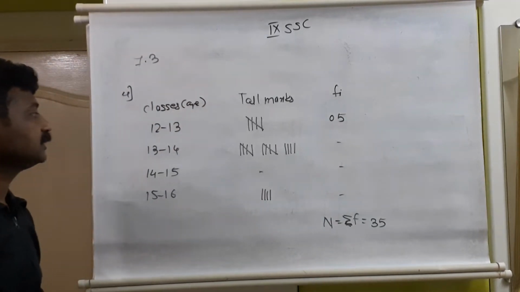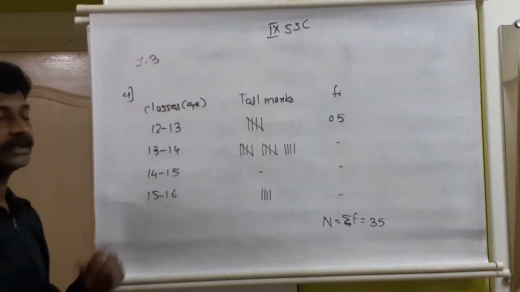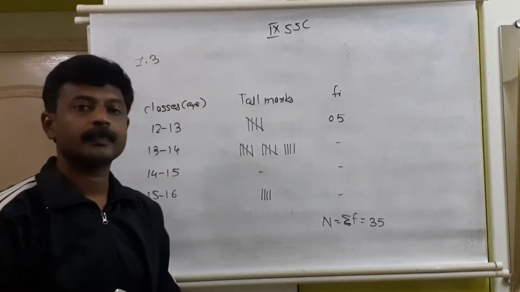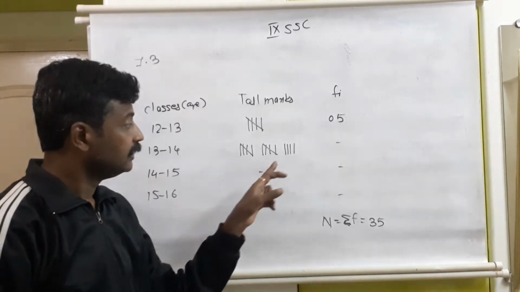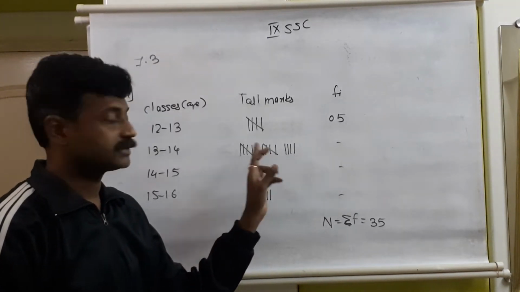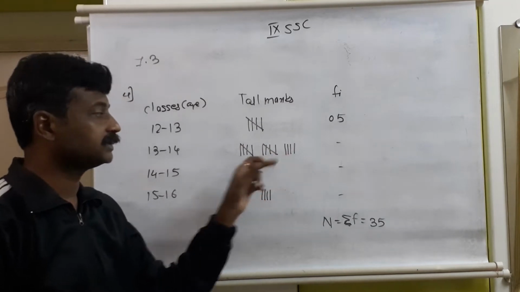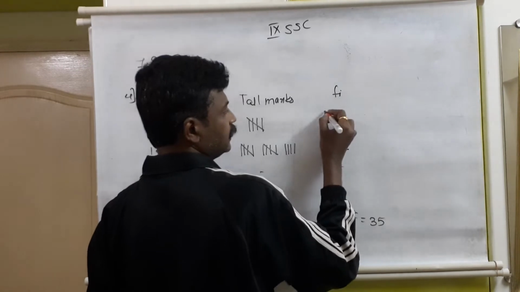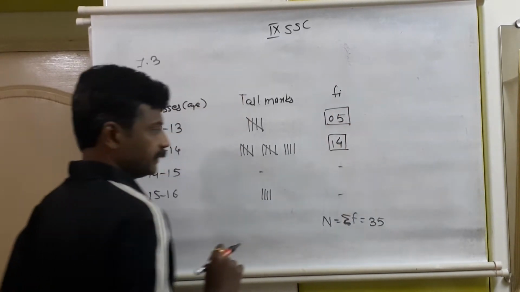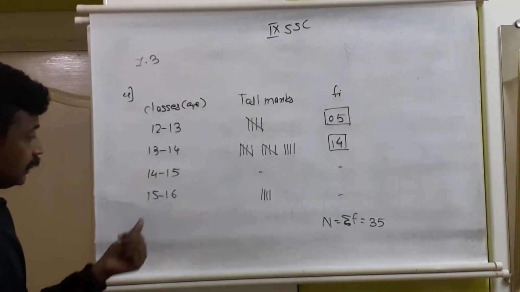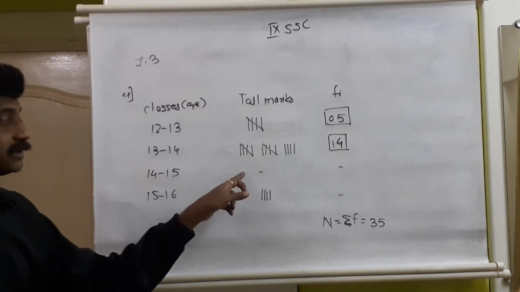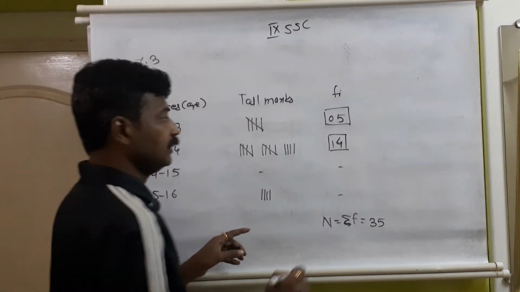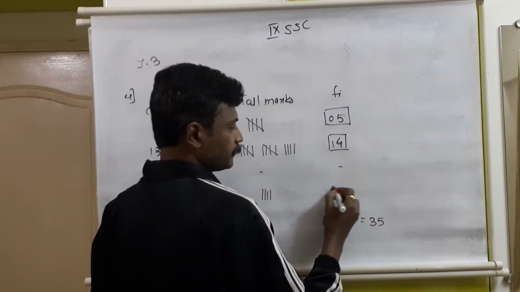For the second class, 13 to 14, there are 2 bunches of 5. So 5 plus 5, it will be 10. 10 plus additional 4 lines, so 5 plus 5, 10, 10 plus 4, 14. It will come here as 14. Second fill in the blank. Last is available with us, but this is not available. So what is the last one? 15 to 16 class, 4 lines are there. 4 lines means it is 4.